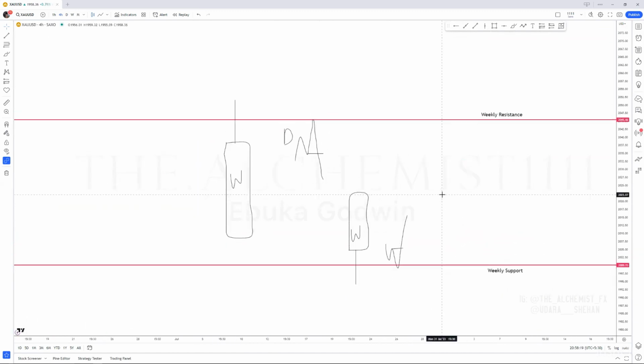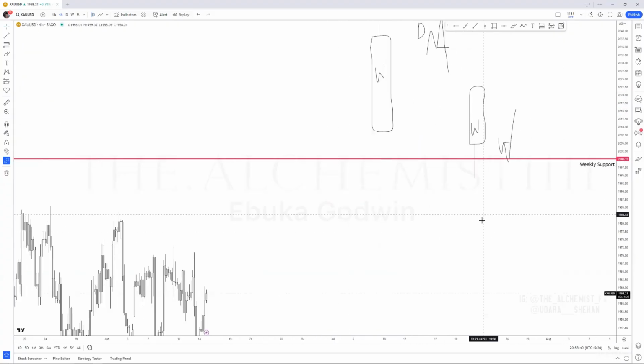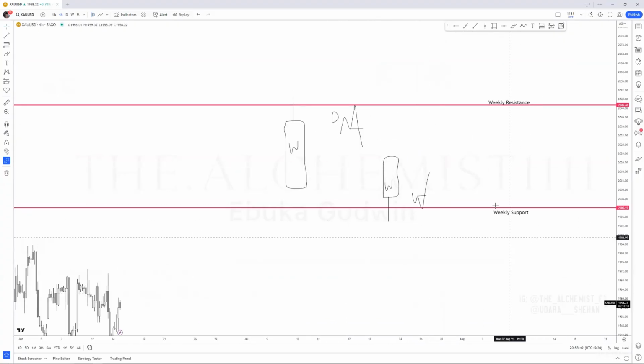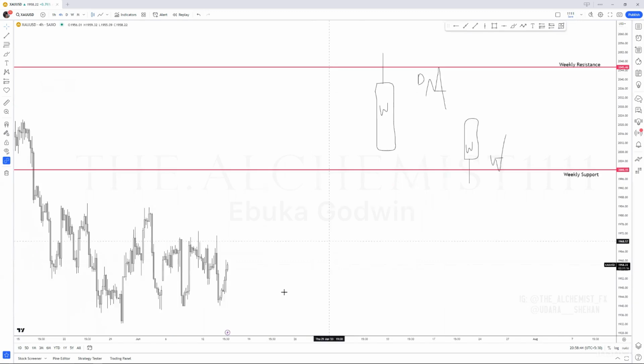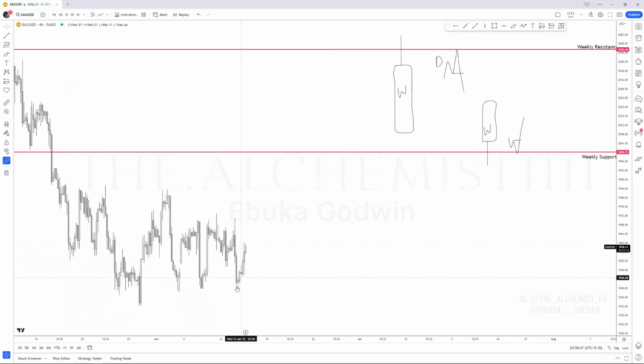Remember, at the end of every single week, you need to go to your weekly time frame and check if you have weekly rejecting a weekly resistance and then daily giving you a bearish breakout, or is weekly rejecting a weekly support and has daily given you a bullish breakout. Right now, weekly has started a bullish storyline. I'll show you. That is why we are getting these moves.